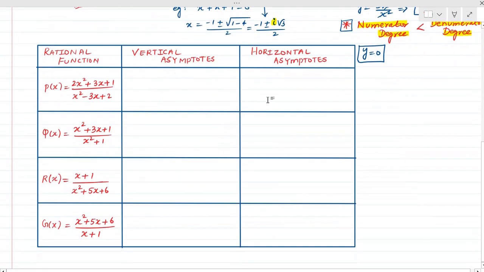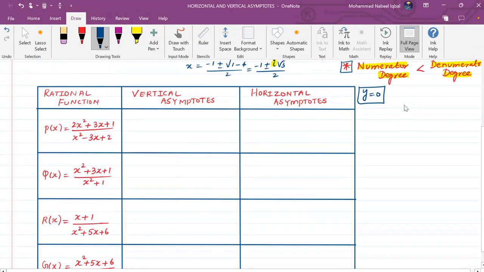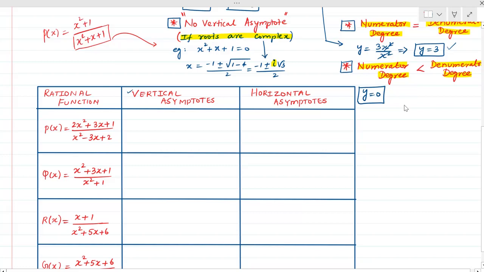Let us solve the problems. Through the four problems, we will get the whole idea about the vertical and horizontal asymptote. Let us start with this problem. First of all, I will solve the vertical asymptote. What do we mean by vertical asymptote? I have to put the denominator equal to 0. So when I substitute x square minus 3x plus 2 equal 0, upon factoring you will get x minus 1 and x minus 2 equal 0. So you will get x equal 1 and x equal 2. So these are the vertical asymptotes.